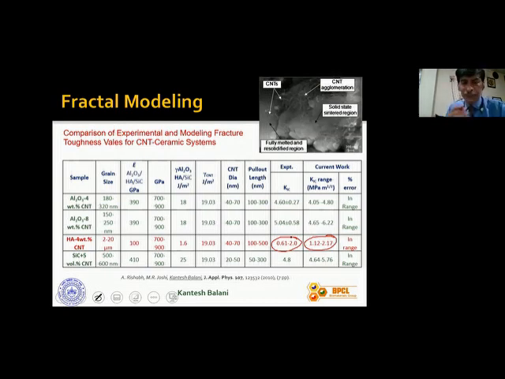But what I want to highlight is, if I take a lower content of carbon nanotube in an aluminum oxide matrix, the estimation is 4.05 to 4.8, and the experimental value is 4.6. When I go for a higher content of carbon nanotube, my experimental values are near the lower bound. That happens because CNTs tend to agglomerate. When CNTs agglomerate in aluminum oxide, they will be more towards the lower bound. And here you can see the hydroxyapatite with carbon nanotube is well within, as high as around 2 megapascal root meter in terms of fracture toughness. So this is what I wanted to highlight.